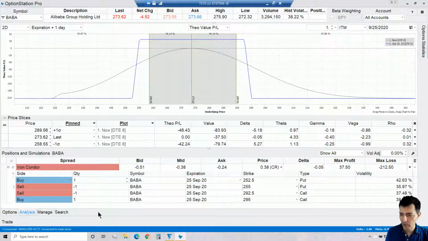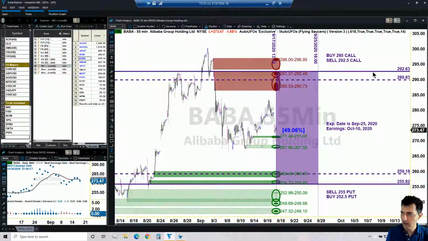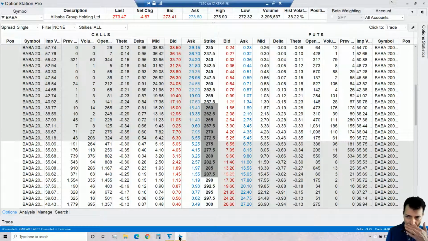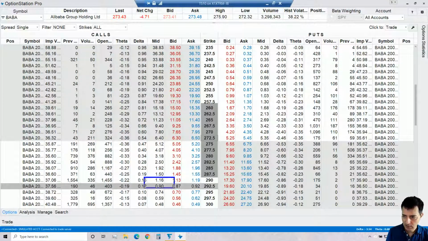Let's do the math properly, guys, so I make no mistake. Let me explain everything. First of all, the strikes selected on the chart, the strikes that we sell, are the 292 and a half and the 255. So the first thing I need to find out is how much I get paid for the 292 and a half, which is 90 cents, and how much I get paid for the 255, which is 1.03.